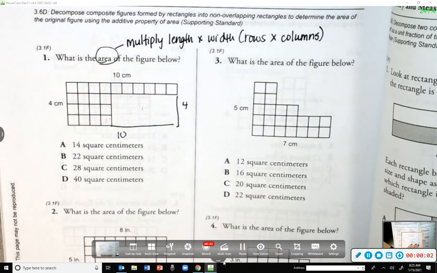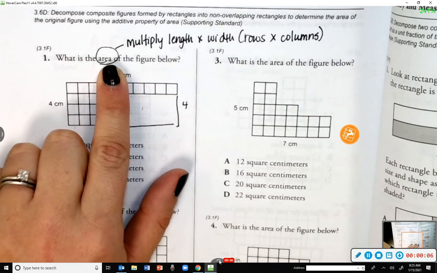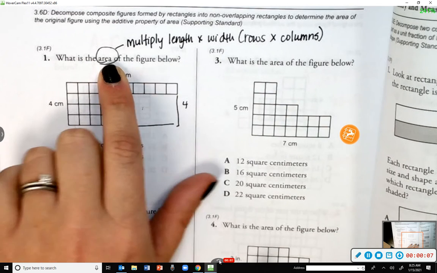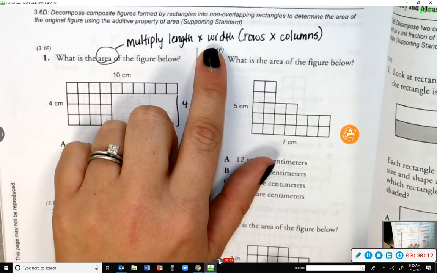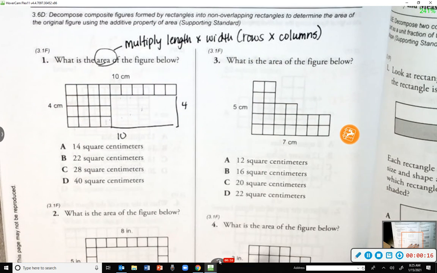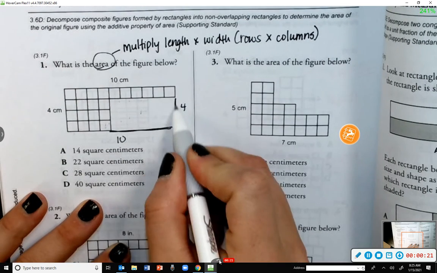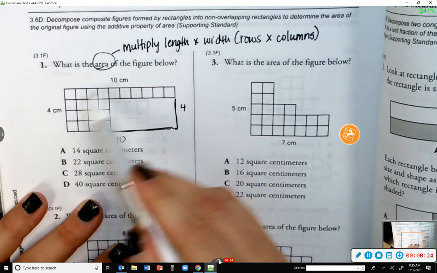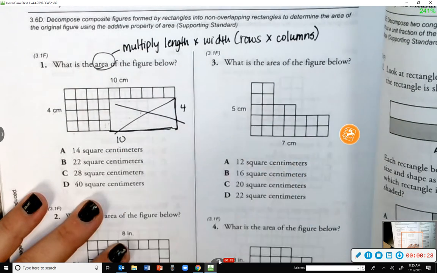Okay, so we started doing our warm-up, page 112. For those of you at home, we said that area means we need to multiply the length times width, and length times width is the same as rows times columns. We've done all that before, right? But this one we said was not a complete rectangle, so I can't do 10 times 4 because this part is missing.